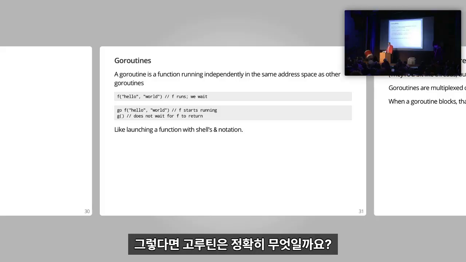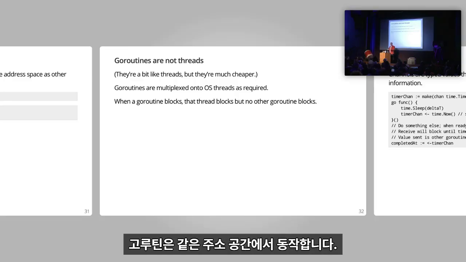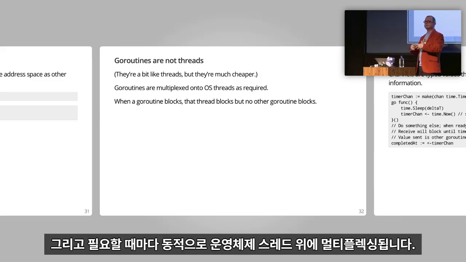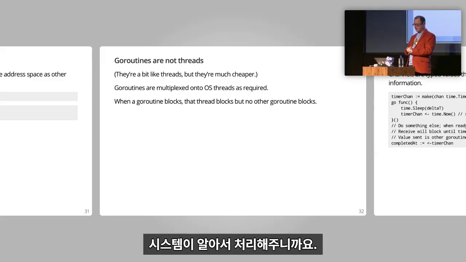Okay? Now, what exactly is a goroutine? Well, they're kind of like threads, right? Because they run together. They're in the same address space, within a program they are, at least. But they're much, much cheaper. They're very easy and cheap to create. And then they get multiplexed dynamically onto operating system threads as required, so you don't have to worry about scheduling and blocking and so on. The system takes care of that for you.